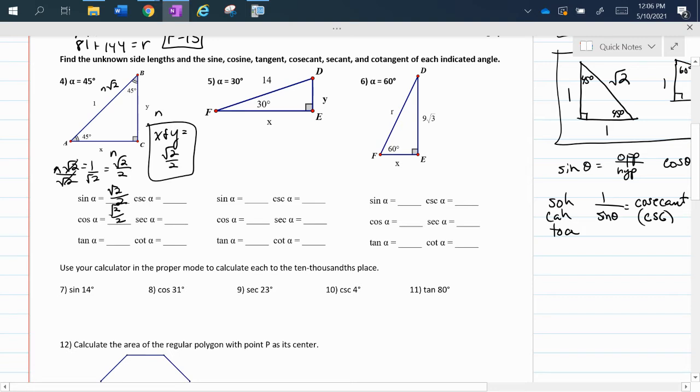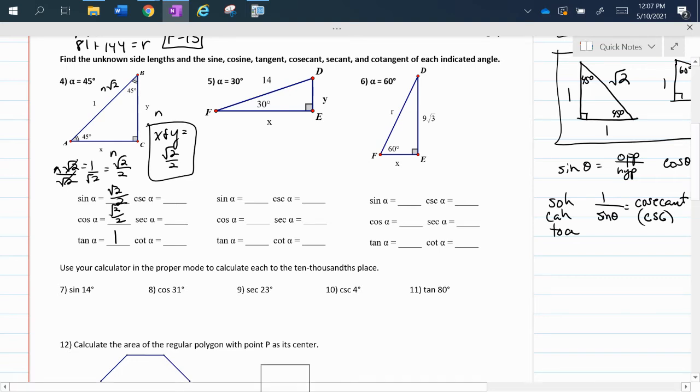And then the tangent is the opposite over the adjacent. So that is square root of 2 over 2 divided by the square root of 2 over 2, which is just 1. And so the sine and the cosine of any 45-degree angle will always be the square root of 2 over 2. And the tangent will always be 1.